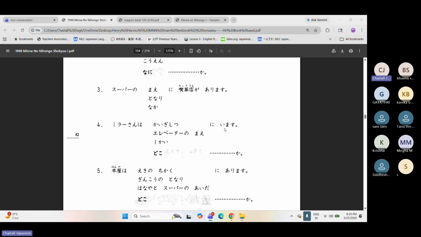Ni imasu. Yes. So, while you are forming a sentence for non-living beings, there will be ni in your sentence with ga arimasu. But if you are making a sentence regarding a person or a living being, there will be no ga imasu here. There will be only ni imasu. I'm reading the sentence so that you will get a clear idea. Mira-san wa kaigi shitsu ni imasu. Mira-san is in the meeting room.